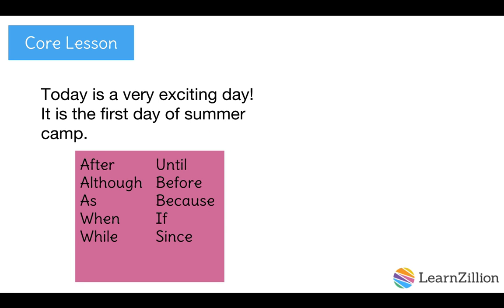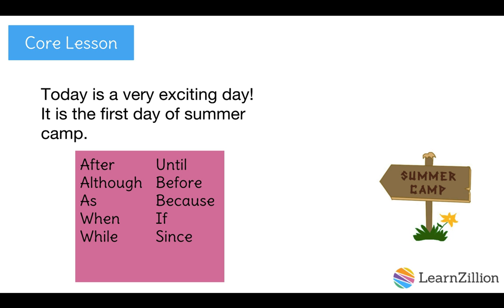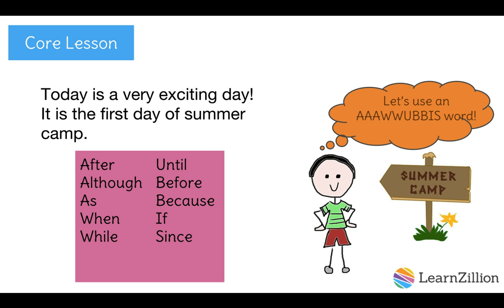These two sentences tell me more about why it is such an exciting day. Today is a very exciting day. It is the first day of summer camp. These ideas are related. The explanation about the first day of camp tells why this is an exciting day. I know that related ideas can be connected with a subordinating conjunction. I am thinking I need to choose an AWUBIS word to make the connection.